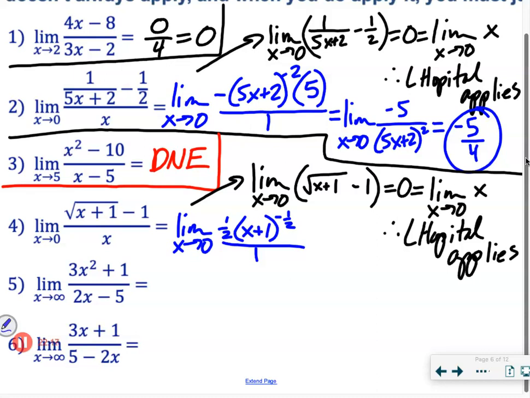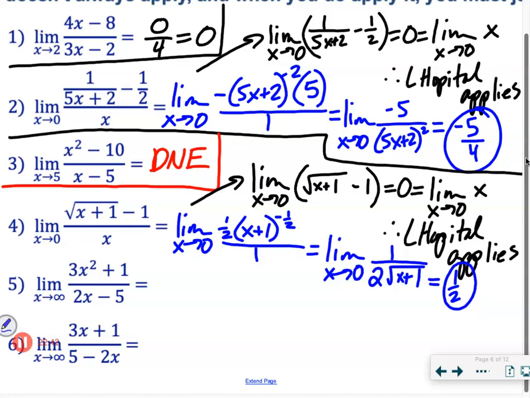All right. So we get limit x approaches 0 of 1 over 2 root x plus 1. When you plug in your 0, what do you get? 1/2. Is that the same as what we got without L'Hopital? Yes, it is. Would you say that's a little bit easier? Yes.